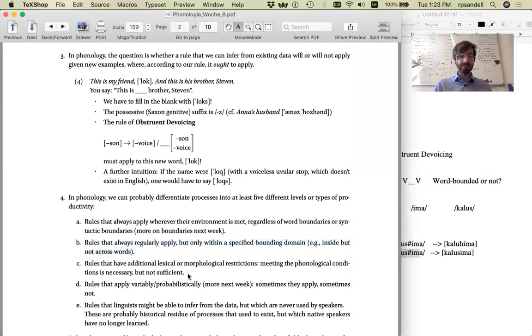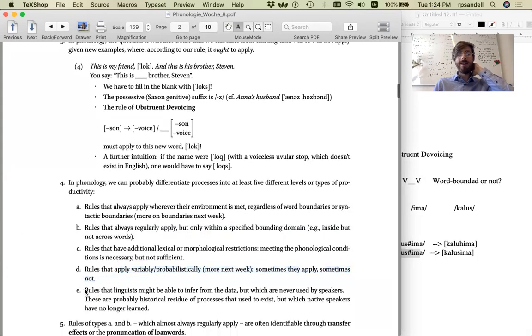Finish this list here. There are also rules that may have additional lexical or morphological restrictions, where meeting the phonological conditions is necessary for the application of the rule, but it's not sufficient. We'll look at some cases like that today. And next week, we'll also see cases of rules that apply variably or probabilistically. So there, only the phonological environment is relevant, but sometimes the rule happens to apply and sometimes it doesn't. And it will turn out there are actually a lot of such processes in languages of the world.